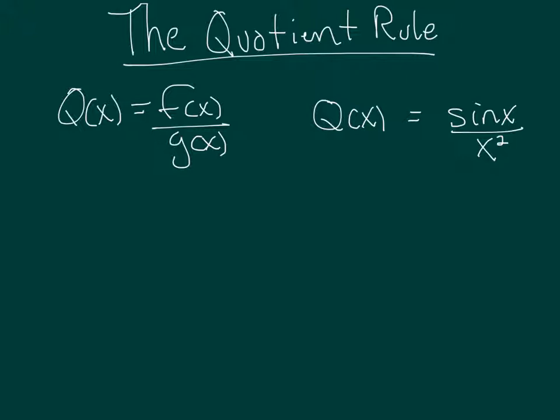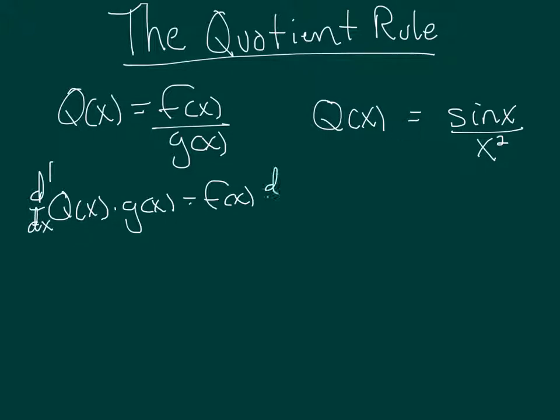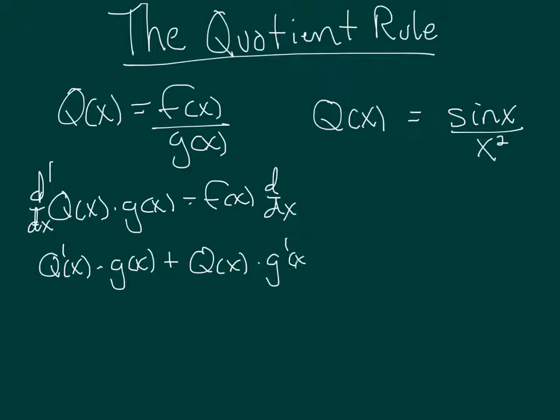Well, we know if we look at this equation on the left that we could rearrange it so that q of x times g of x equals f of x. Now, if we wanted to differentiate both sides with respect to x, I would just take d dx of the left side and d dx of the right side. Well, we know from the product rule that would give me q prime of x times g of x plus q of x times g prime of x. And all that would equal f prime of x.